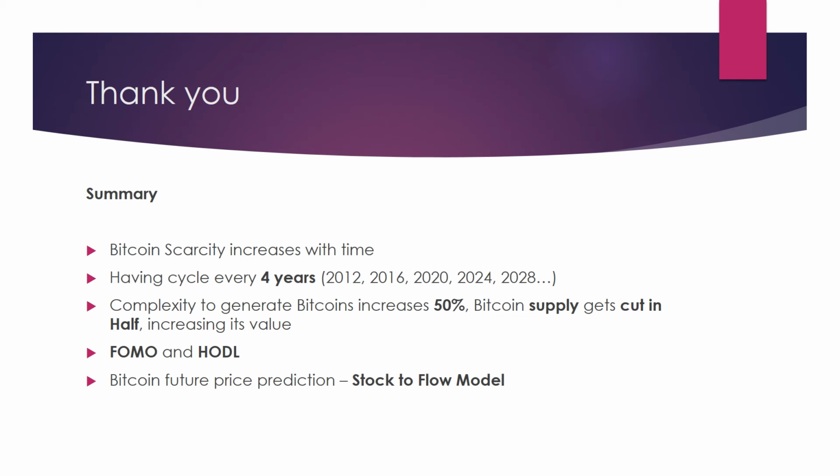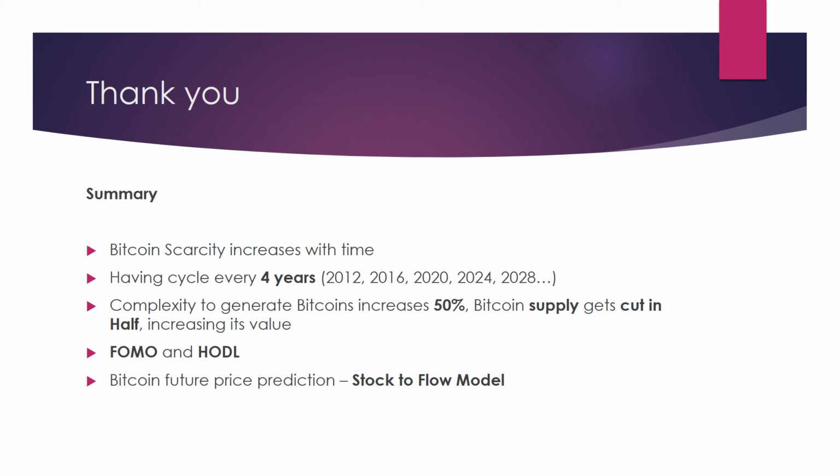Let's summarize what we learned in this lesson. We learned about how Bitcoin scarcity increases with time. The reason the Bitcoin scarcity increases with time is because there is a concept called the halving cycle built into Bitcoin. The Bitcoin halving cycle comes every 4 years, and with each halving cycle, the complexity to generate a Bitcoin increases 50%, and the Bitcoin supply gets cut in half.